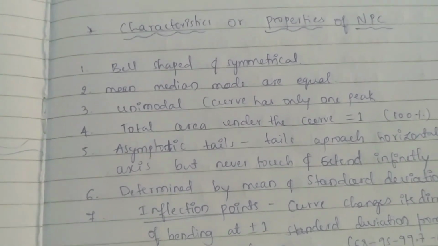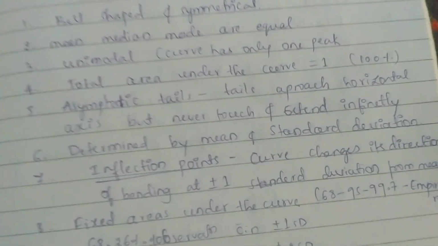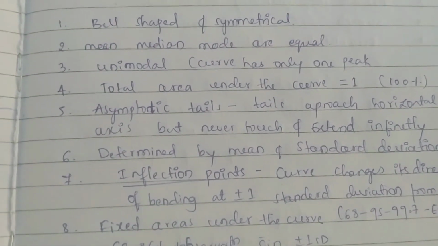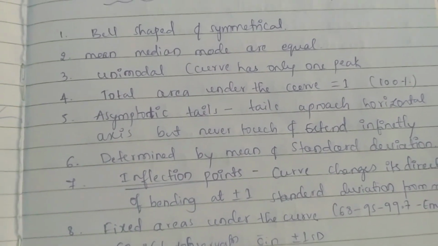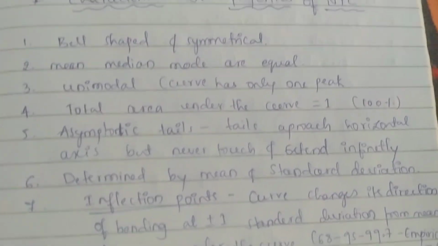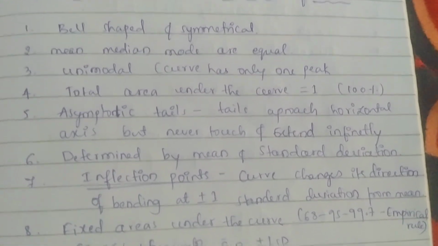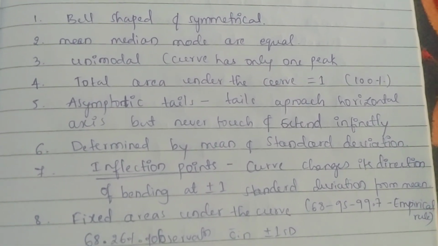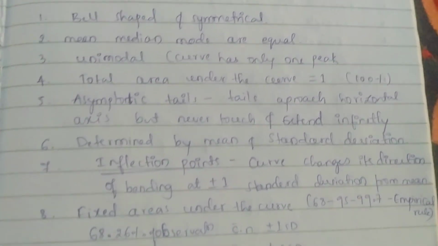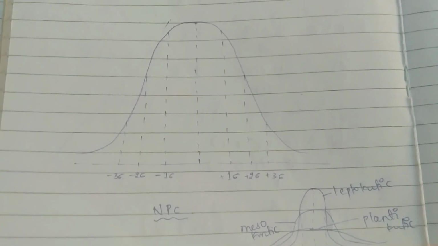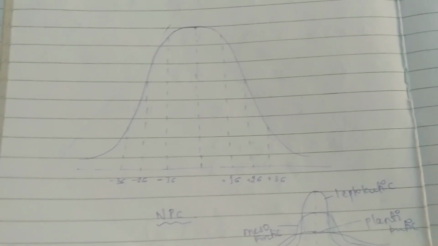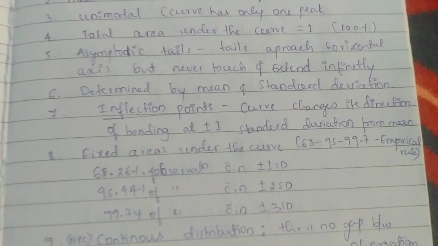It is unimodal, so the curve has only one peak. See here, the curve has only one peak, and the total area under the curve is equal to 1, which is nothing but 100% of the data distribution. It has asymptotic tails. The tails approach the horizontal axis but never touch it and extend infinitely. See here, the normal distribution curve does not touch the baseline; the tails extend infinitely.